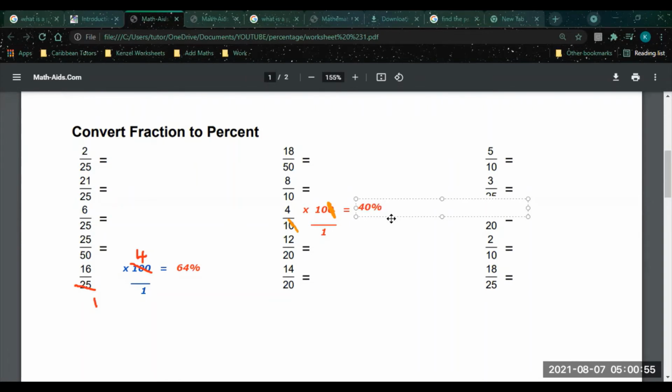So as you can see, it's super easy, right? Let me use a different one. If you have a denominator like 20, I'll probably do an example of that.